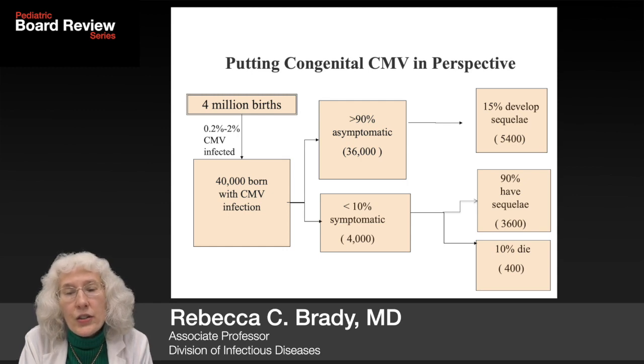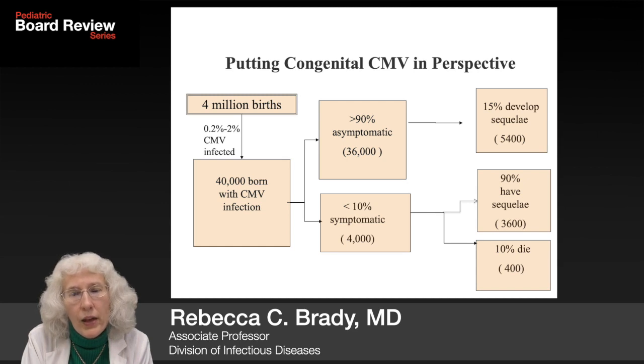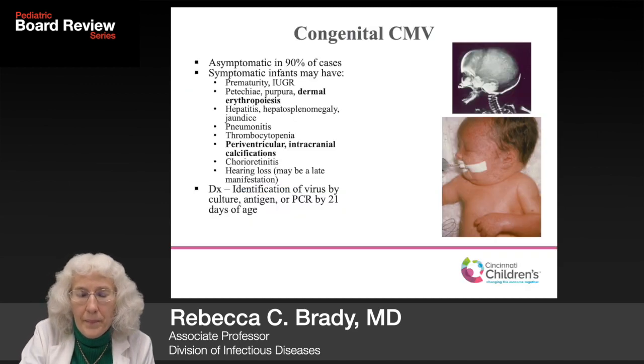This other 36,000 or so up here who look to be asymptomatic at this point, actually about 15% will go on to develop later sequelae. One of those big ones is hearing loss. They may also have some developmental delays. So even if you identify the infant at birth with congenital CMV and they look asymptomatic, we still usually follow up, especially their hearing and development, through that first 5 years of life.